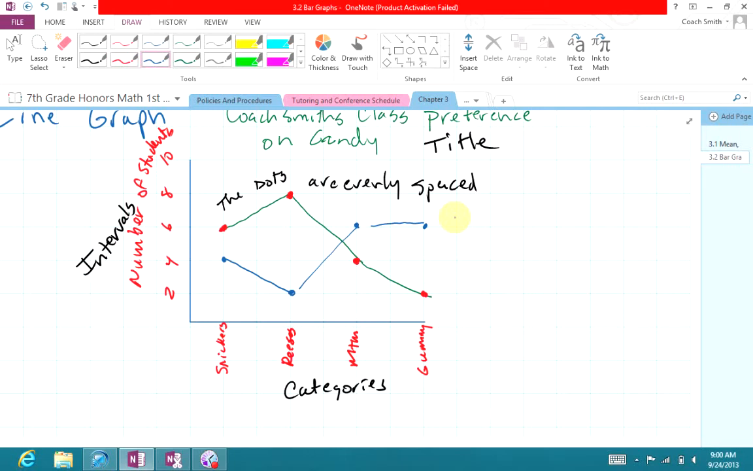Okay, this would not realistically. Coach Smith's candy preference in the class would not be a good graph to do a line graph on. That's a better graph to do a bar graph on. What we would want to do a line graph on is this. Okay, how many Reese's peanut butter cups did we sell in the cafeteria in August, September, October, November, January, February, March, April, May? And then for each one down here, instead of having Snickers, you would have August, September, October, November. That would be your categories.